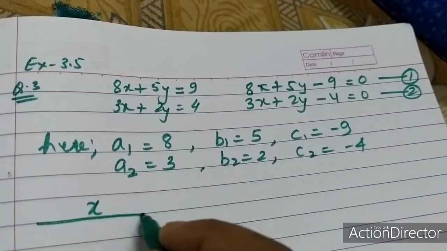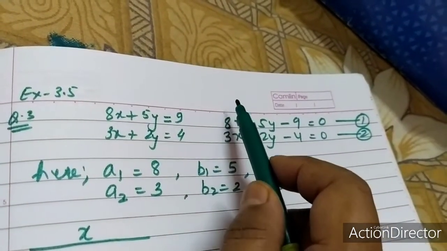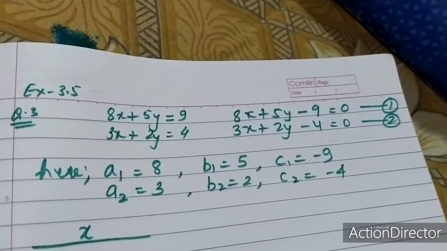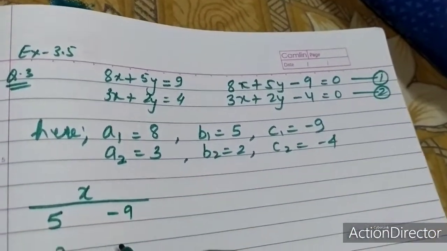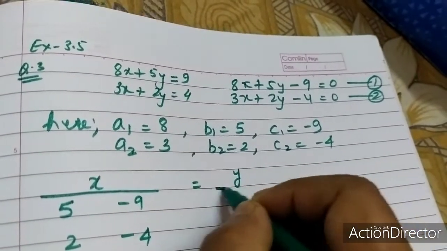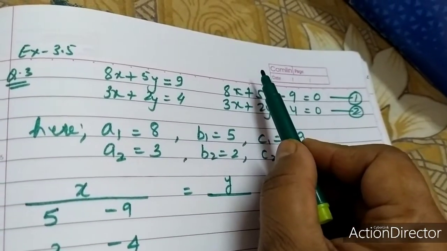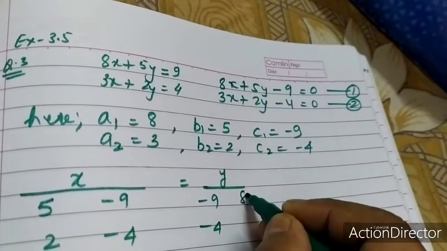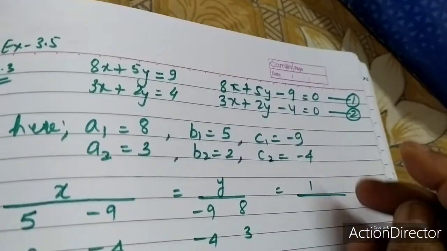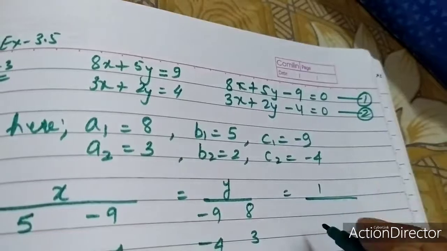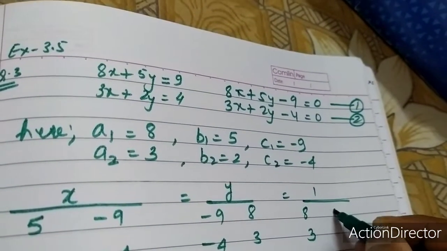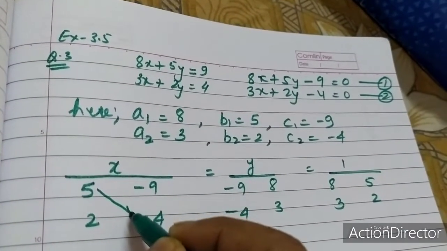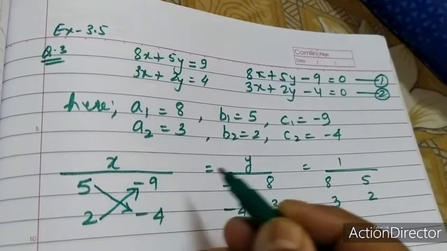We have to write x, and when we are finding the value of x, we have to leave the coefficient of x. So we will write 5, 2, minus 9, minus 4 equals for y. When you find y, don't take the coefficient of y; the remaining stay as they are, so take minus 9, minus 4 and after that 8 and 3, equals 1. Then hide the constant term and take the rest, like the coefficient of x and the coefficient of y.